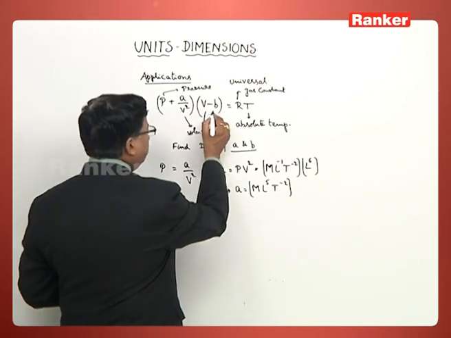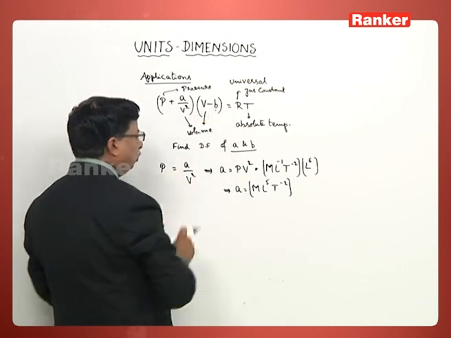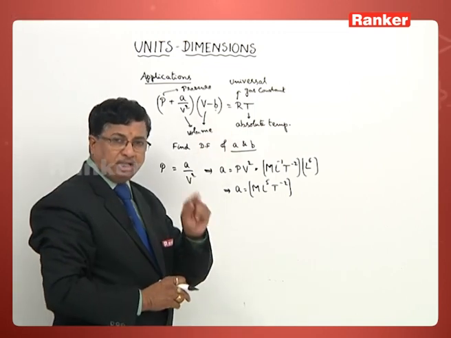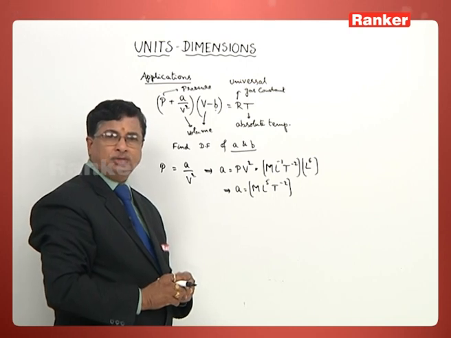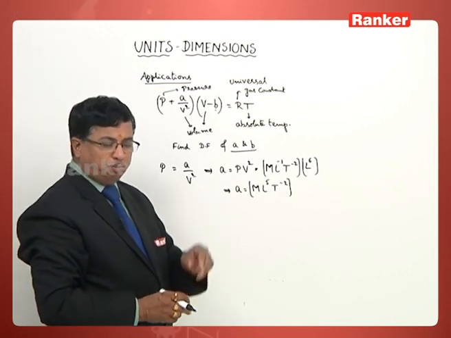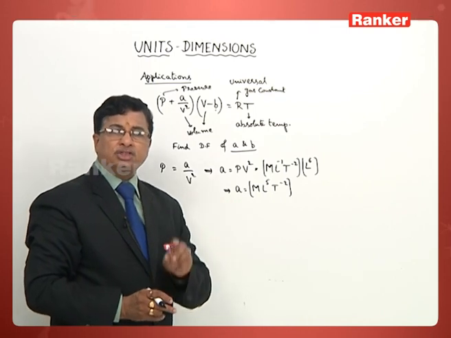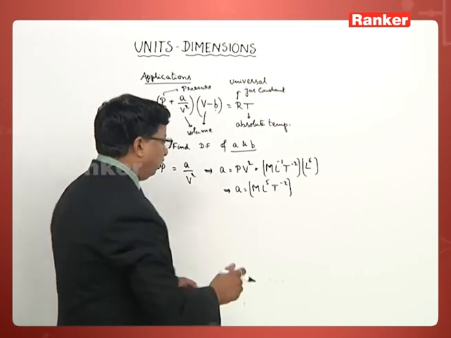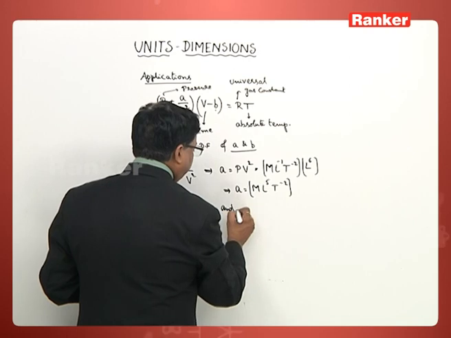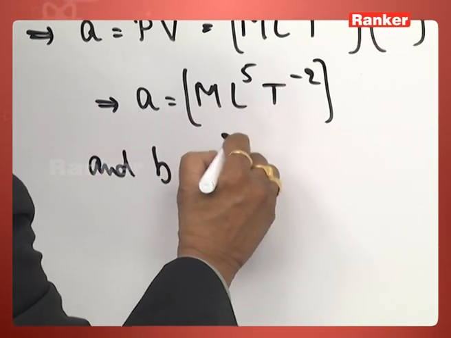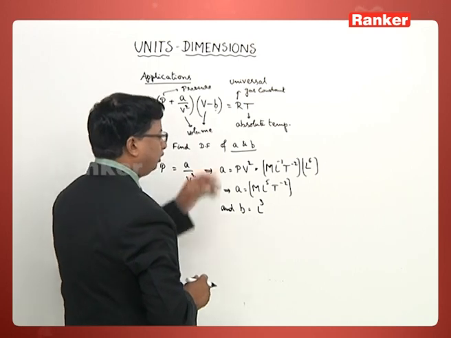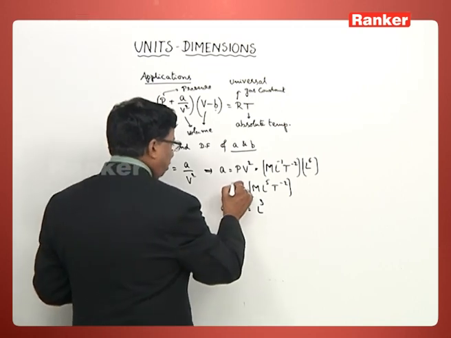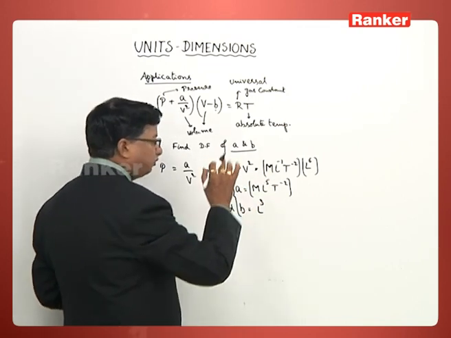Coming to the second point, B, you can directly write the dimensional formula of B, because we are subtracting B from volume. Volume is V, and B is being subtracted from volume, which means B should have the same dimensions as volume. So directly we can say B is equal to L cube. No further calculation is required for writing the dimensional formula of B. So, A and B both have their dimensional formulae now.